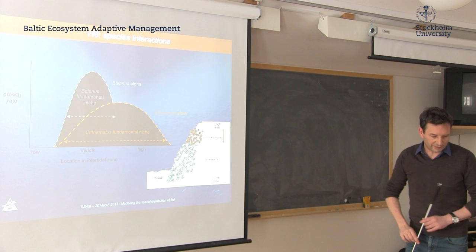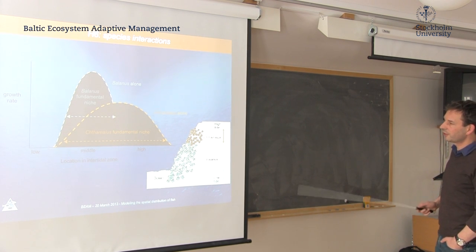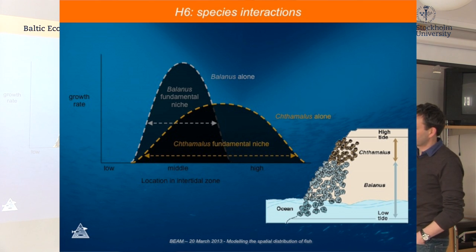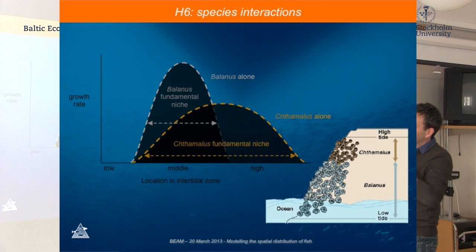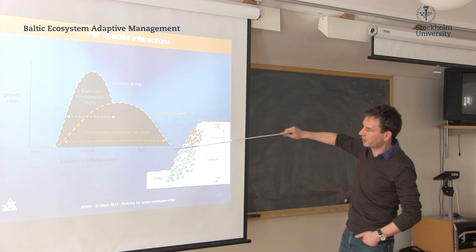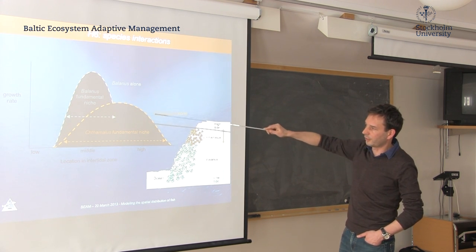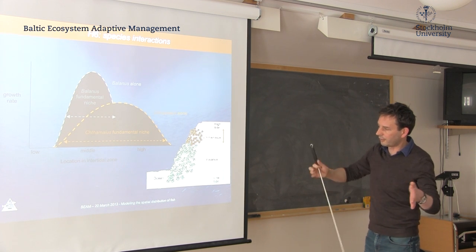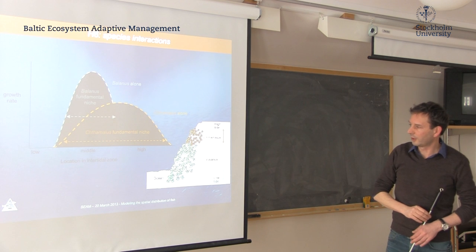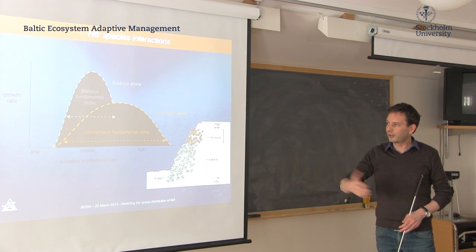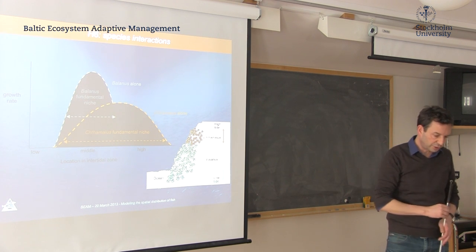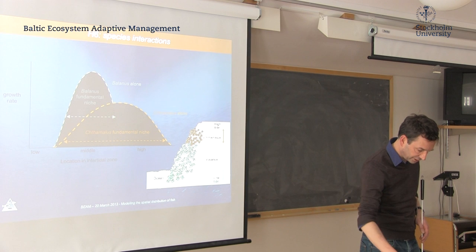Okay, I'm close to the last hypothesis, that's the one before last. Species interaction. That's an example not with fish, but with barnacles, and which is showing the distribution of two species, Balanus and Chthamalus. The distribution of Balanus can be much larger if Chthamalus is not there, and vice versa. The two species interfere. So if you find one without the other, they occupy a different area on the coastline. So here again, in your model, in any projections you can make, you have to take into account the interactions between the two species to represent their spatial distribution.